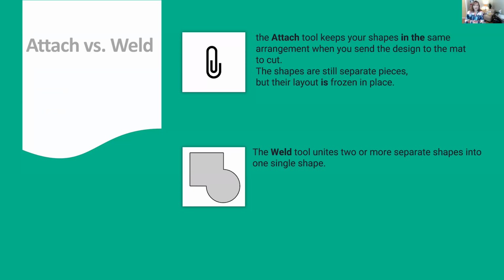So keep in mind, the attach tool keeps your shapes in the same arrangement when you send the design to the mat to cut. The shapes are still separate pieces, but their layout is frozen. So you still have the 3 separate layers, but their position is frozen. When you weld, you're taking those different layers and you're marrying them together and saying, okay, these 3 layers, I now want to make them a single layer. So that's the difference between attach and weld.